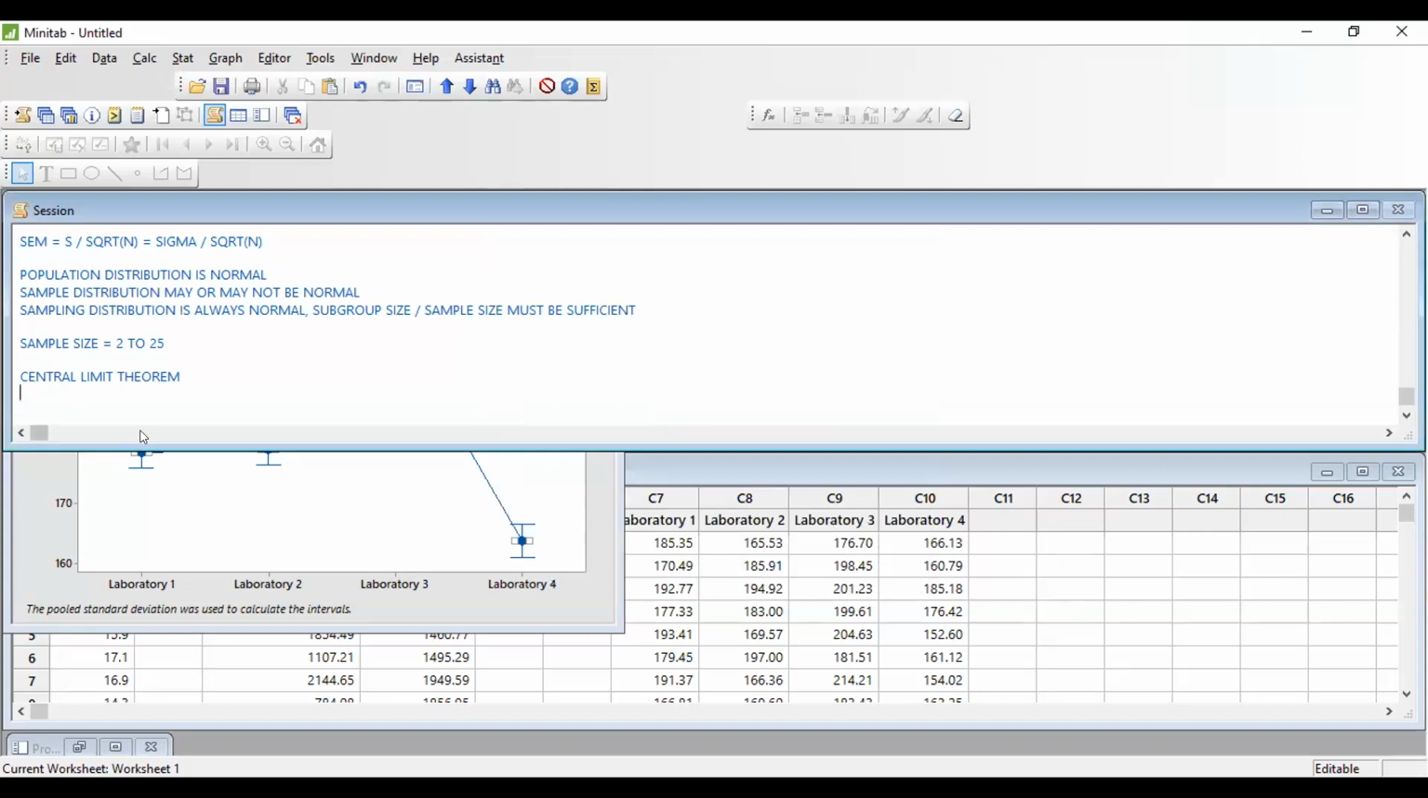Whatever be the distribution that the population is following, you don't worry. You try to control your sample average. If you control the sample average, you are actually controlling the population average. Am I correct? Yes. If you control the sample standard deviation, you are actually controlling the population standard deviation.